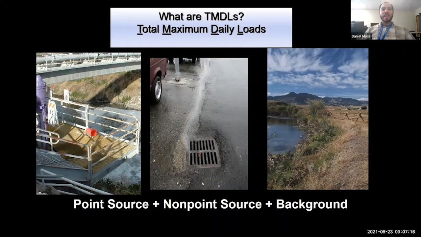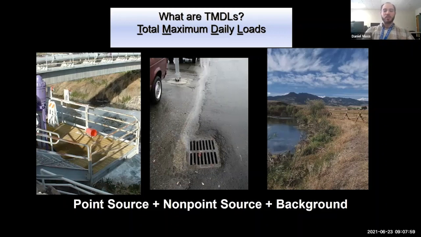So TMDLs, total maximum daily load. This is the technical aspect of the MS4 permit that requires us to follow these regulations. So total maximum daily load is the total amount of pollution from the background source and from point sources. On the left you'll see the discharge from the sewer treatment plant, and also background levels. So whatever the background is that already is in the water is accounted for in those calculations, so that we're not, you know, overly regulating.